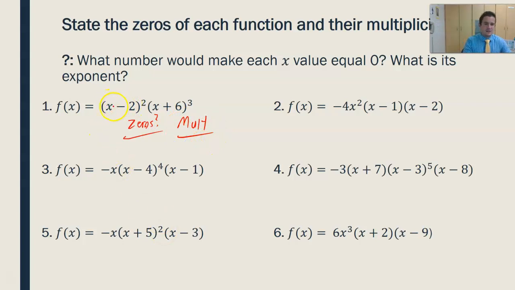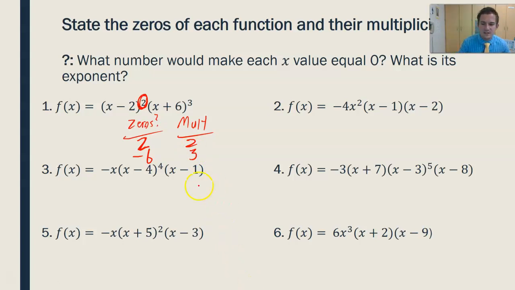So here my zeros are going to be 2, because if I were to set this factor equal to 0, I would get a solution of 2, and my other factor here would give -6. So my zeros are 2 and -6. What is the multiplicity of this factor? The exponent is 2, so the multiplicity is 2. It's going to happen twice. Right here, x plus 6 cubed, I have a zero of -6, so that solution is going to be multiplied 3 times.